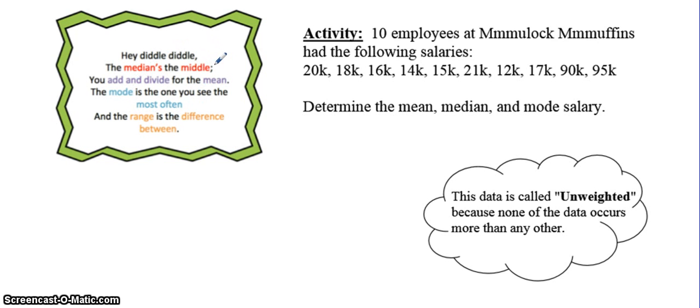Hey diddle diddle, the median's the middle. You add and divide for the mean. The mode is the one you see most often, and the range is the difference between. So we're not going to be doing range today, but mean, median, and mode. Pause the video, calculate the mean, median, mode of these values. So pause the video and try that, and then press play to check your answer.